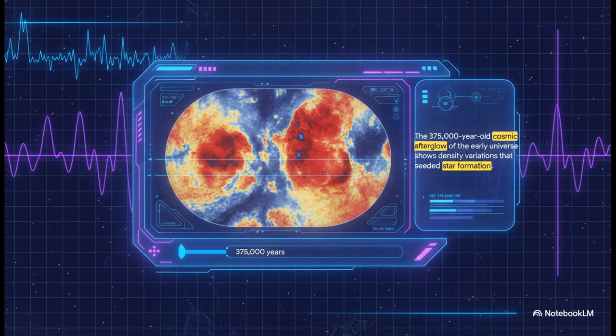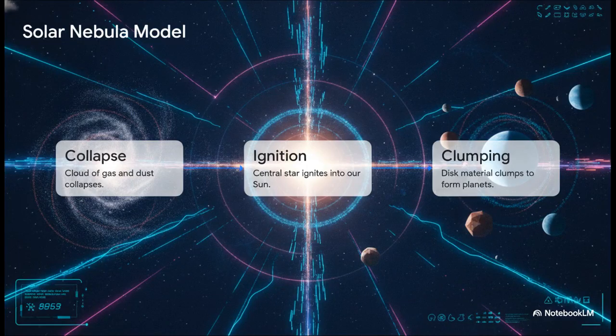Over billions of years, gravity pulled the slightly denser, hotter patches of this early energy soup together, and that eventually seeded the formation of every single star and galaxy we see today. Zooming in to our specific corner of the galaxy, the solar nebula model explains how we got here.